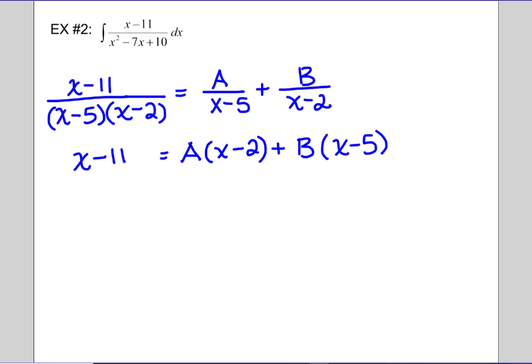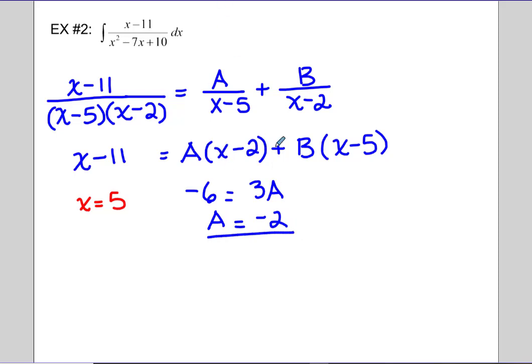So here we have, let's say in the first case we get rid of the 5. So if we let x be 5, then 5 minus 11 gives us negative 6. This term goes away. 5 minus 5 is 0 times b, and 5 minus 2 is 3a. So negative 6 is 3a. That tells us a is negative 2, and we found the a term.